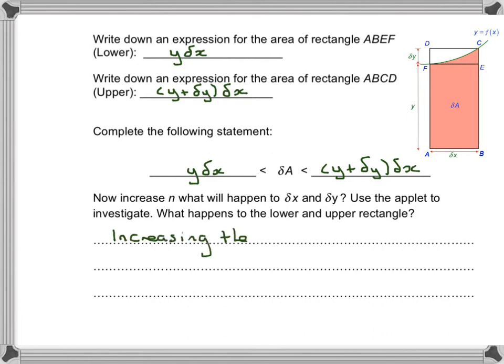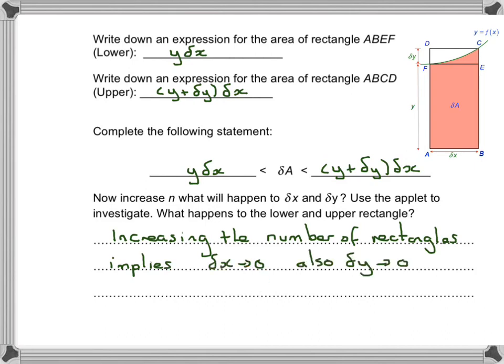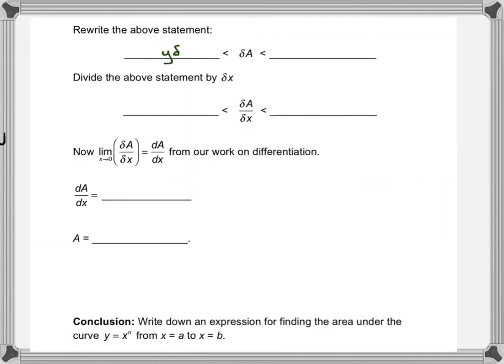So increasing the number of rectangles implies that delta x goes to 0. Also delta y will become 0. So this width here will become very, very small, and this width will become very, very small. So the little bit of area will be squeezed between the two same things, because delta y will be 0. And therefore if you divide this by delta x, you get that the little bit of area divided by the little bit of x will be between two things that you actually know.